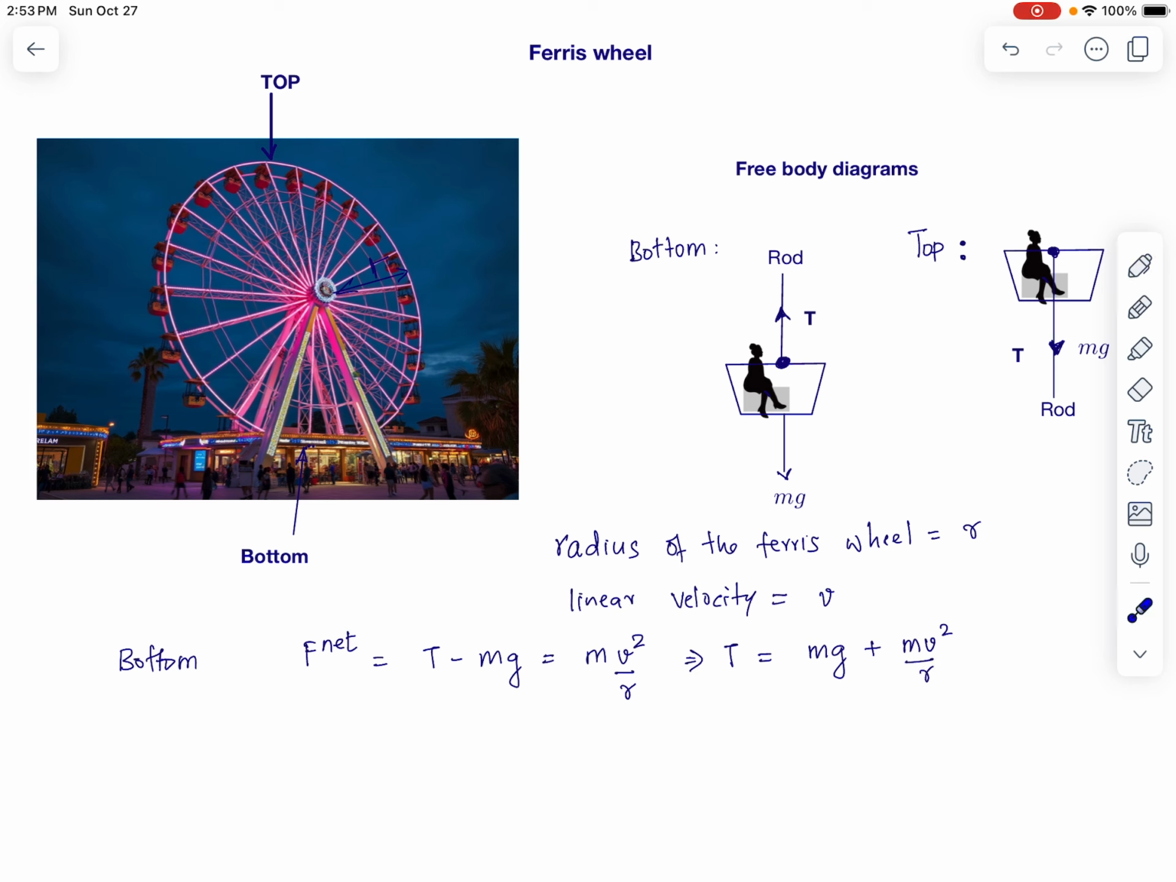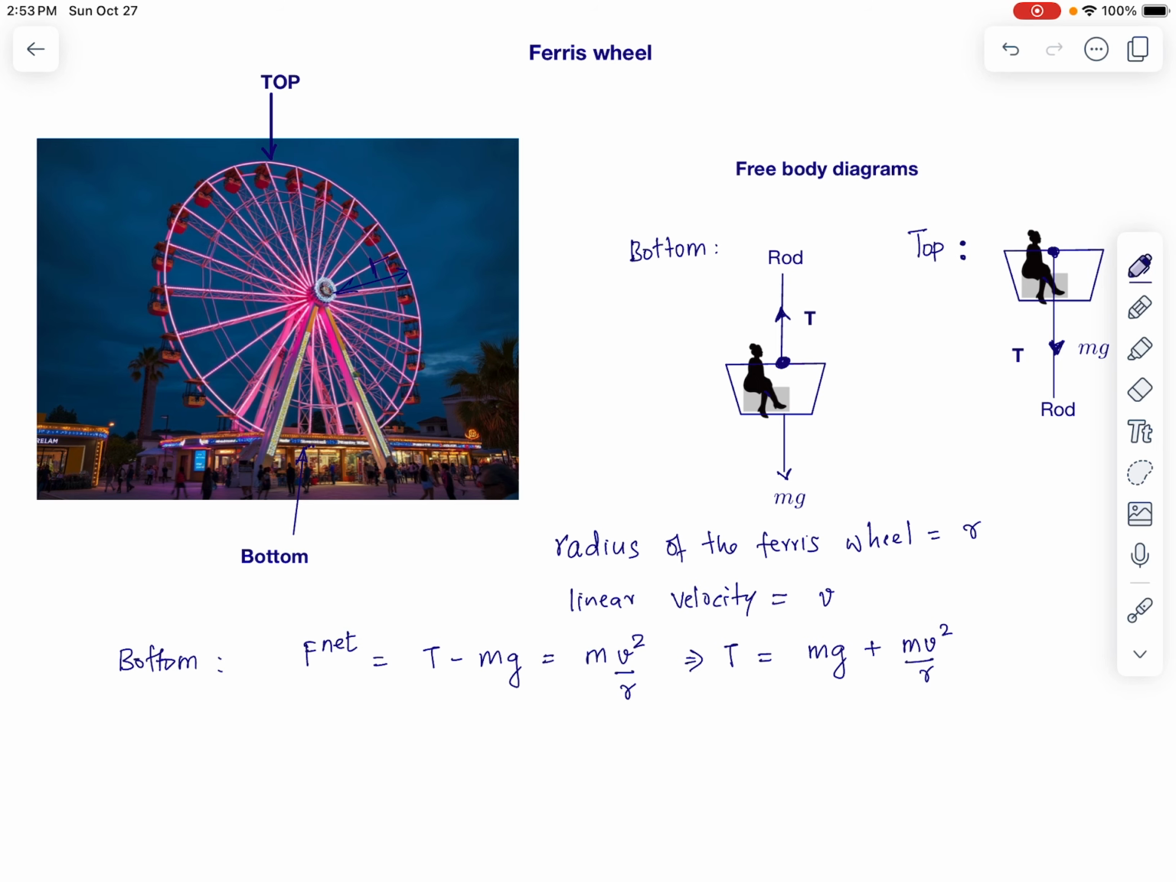That's the interesting thing. The tension in the rod equals the weight plus the centripetal force. So the rod has to be strong enough not only to withstand the weight of the person on the gondola, but also to exert enough centripetal force to keep the gondola moving with the Ferris wheel. That's very important.